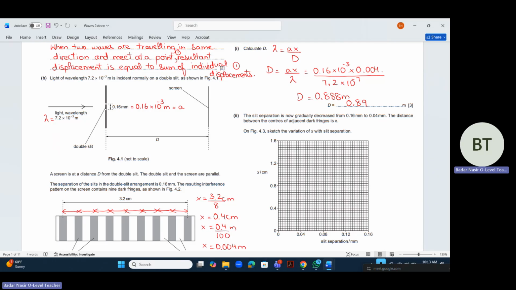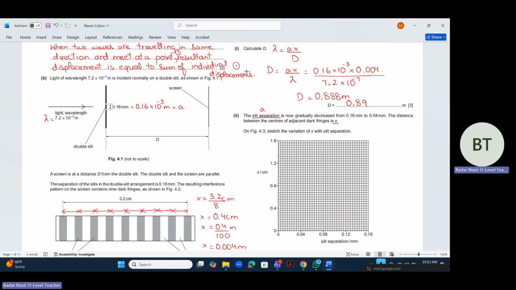Okay, the slit separation. What does slit separation mean? He's talking about small a. It is now gradually decreased from 0.16 millimeter to 0.04 millimeter. The distance between the centers of adjacent dark fringes is x. So fringe separation is x. On figure 4.3, sketch the variation of x with slit separation.